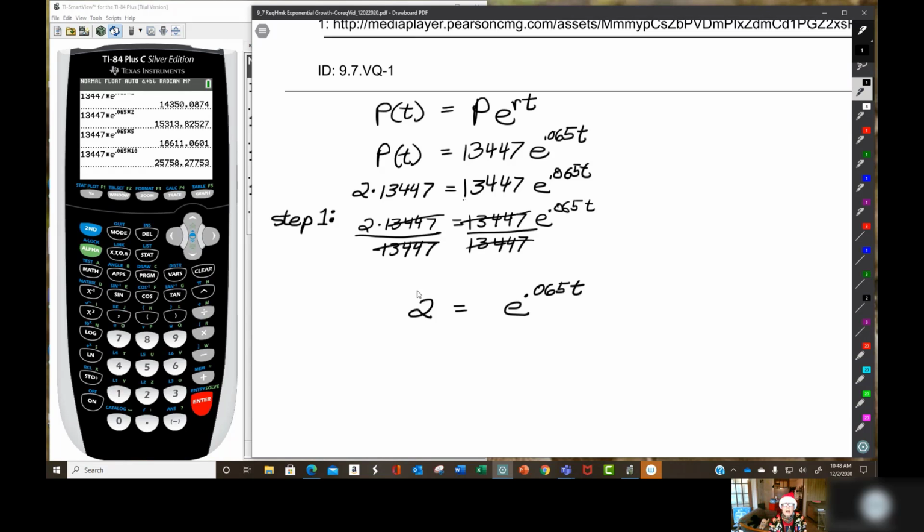Then I have to get that t down. And just like the day before yesterday, you have to take the log of both sides to get that t to come down to ground level. But there's an e in the equation, so I'm going to use ln. I'm going to take the ln of 2 equals the ln of e to the 0.065 t. This is step 2.